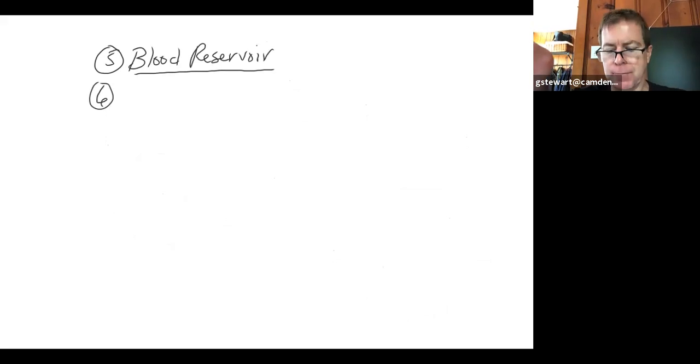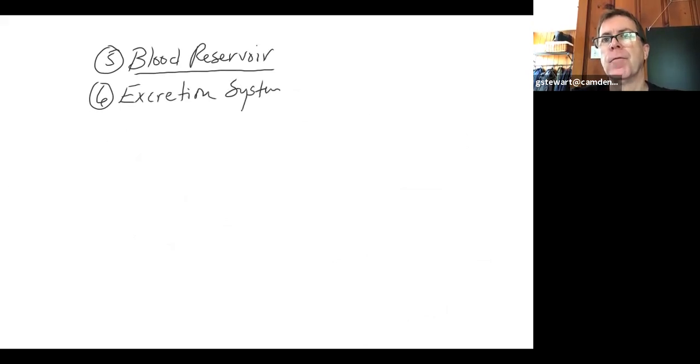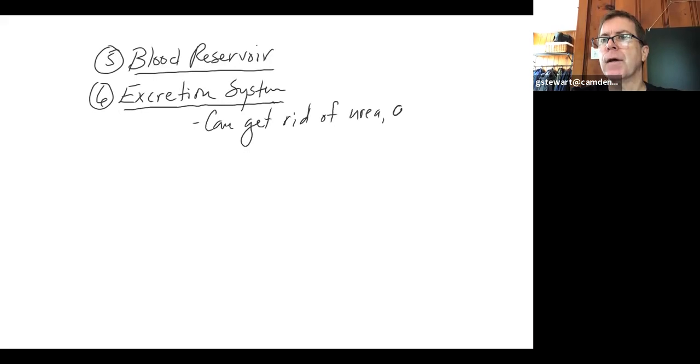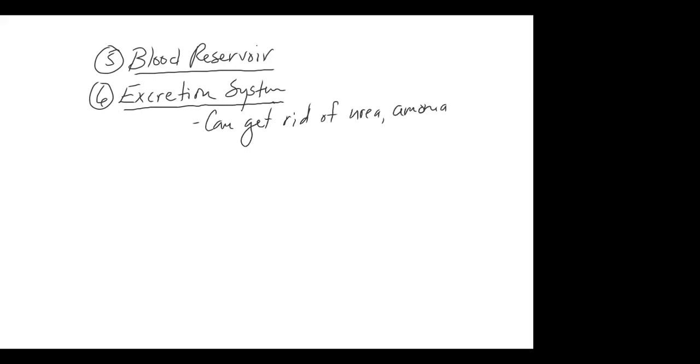And number 6, it can act as an excretion system. We can get rid of waste, things that we don't need. Small amounts of nitrogenous waste in sweat, mostly. So I'm just going to put, the skin can excrete or get rid of urea, ammonia.